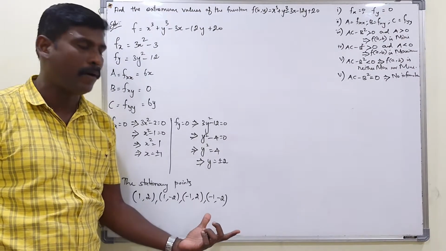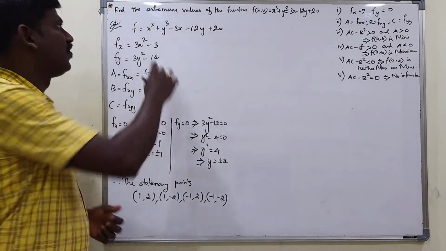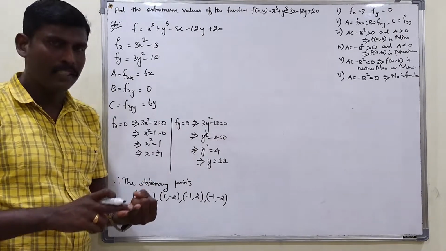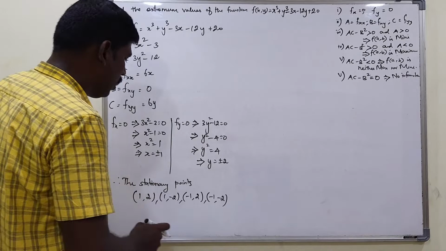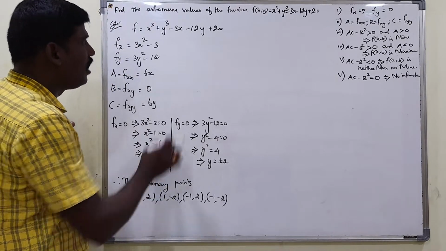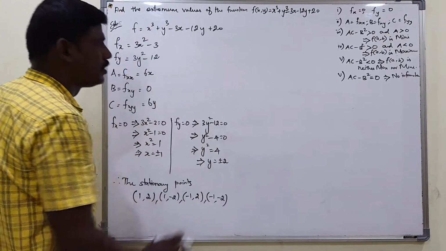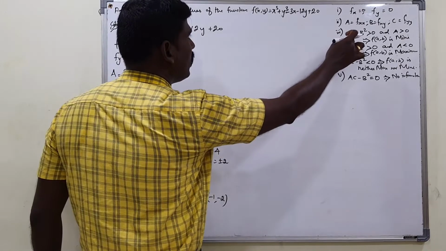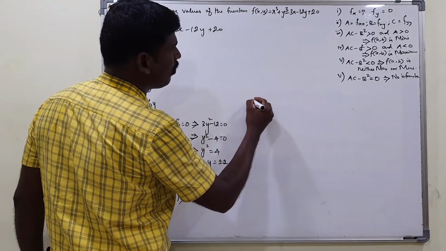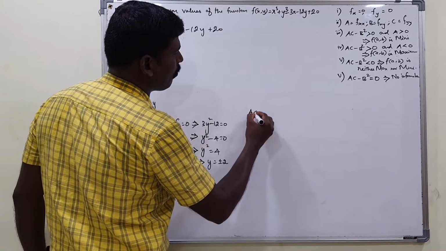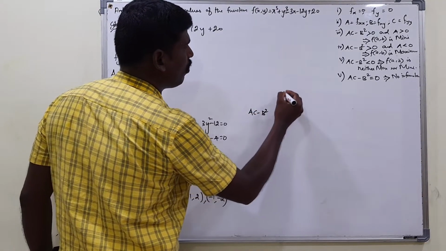What do you mean by stationary points? At these 4 points, f of x comma y takes either a maximum or a minimum, or maybe a saddle point. Now let us go to find the value of AC minus b square at these points alone. So now directly I am going to find out the AC minus b square value.